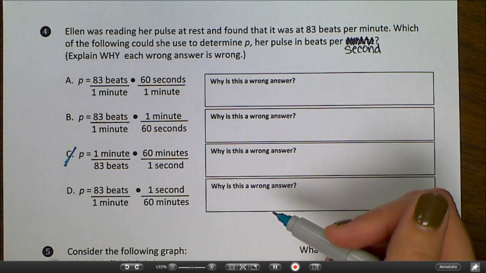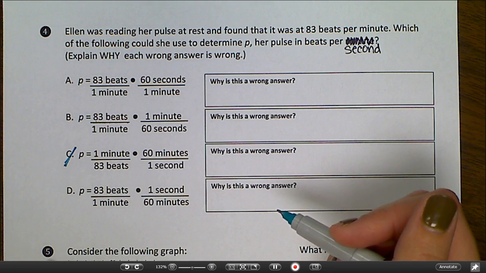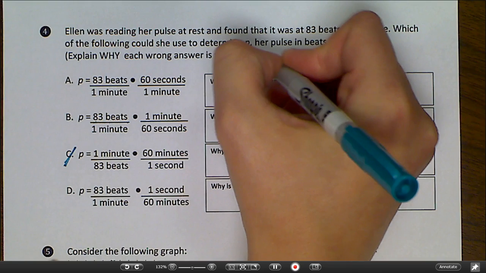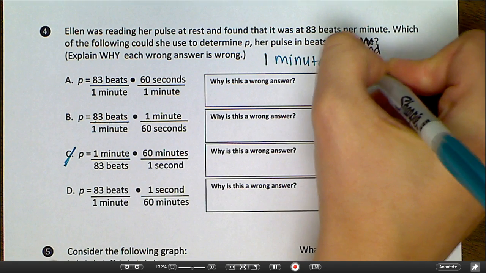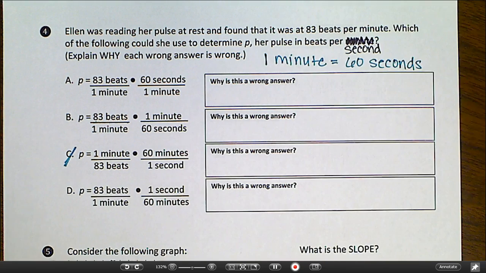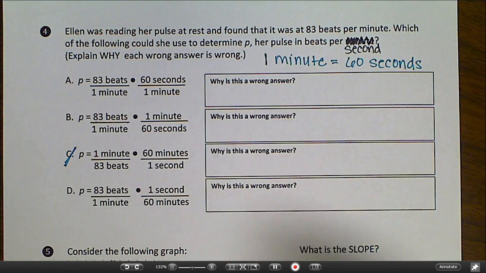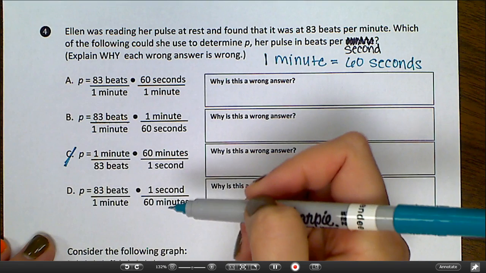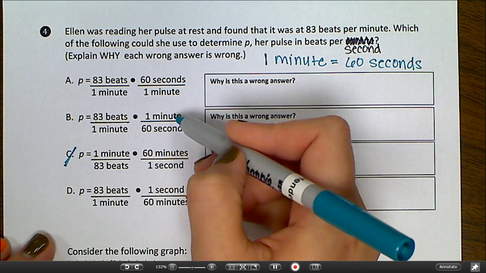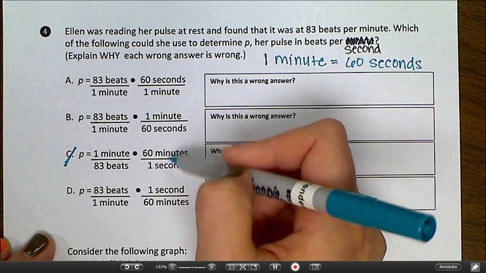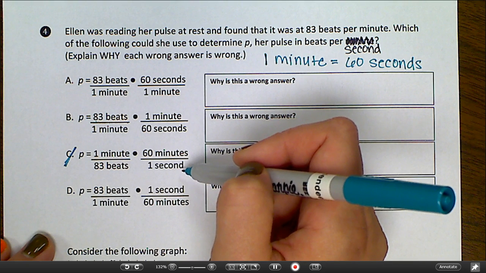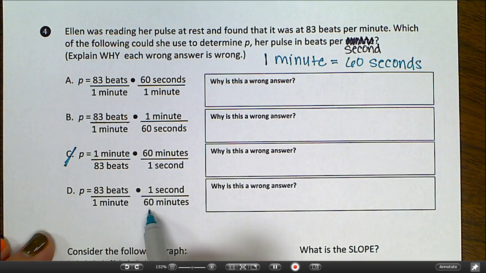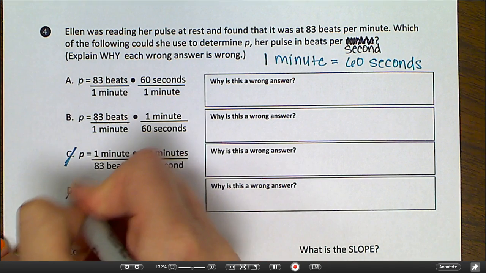Then I need to figure out how many minutes and how many seconds we have. So we have 1 minute. If you look at your formula chart, we know that 1 minute equals 60 seconds. So I'm going to find something that says 1 minute over 60 seconds, or 1 over 60. And this one says 1 over 60, 1 minute over 60 seconds. We already got rid of this one, but it says 60 minutes in 1 second, and that's definitely not true. 1 second does not equal 60 minutes, so we can get rid of that one.